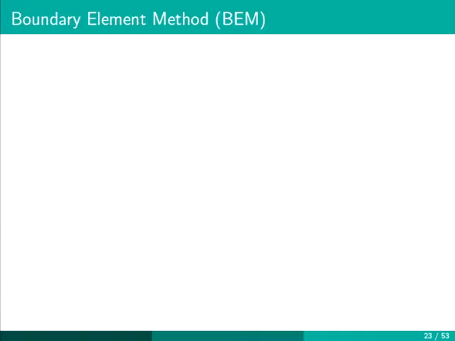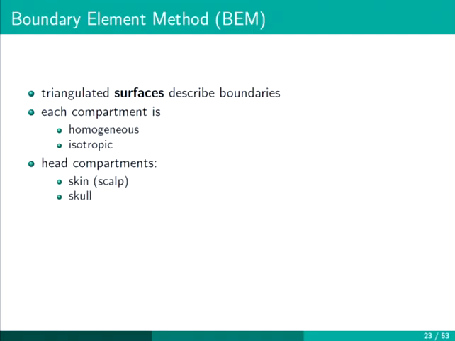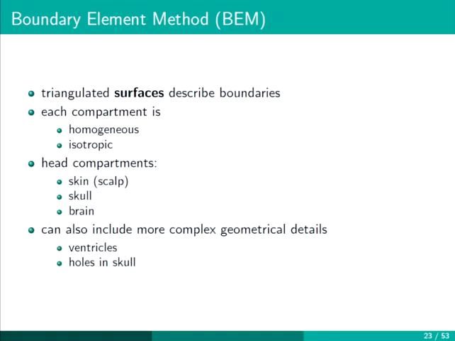For the boundary element method, the crucial point is that we have triangulated surfaces. The triangulated surfaces are describing the boundaries of our head compartments. So we're dealing with surfaces. Usually each compartment that is considered is homogeneous and isotropic. Usually the head compartments that are considered are the skin, the skull, and the brain. But also other and more complex geometry can be included, like ventricles or holes in the skull.